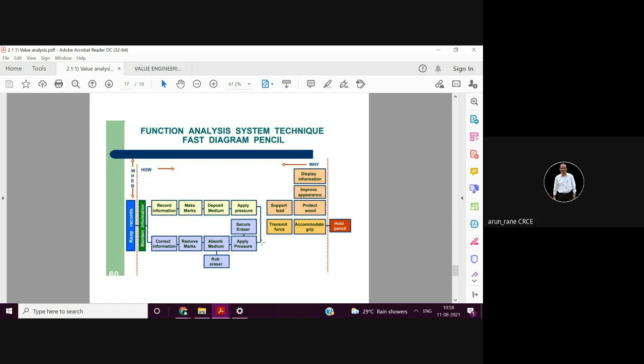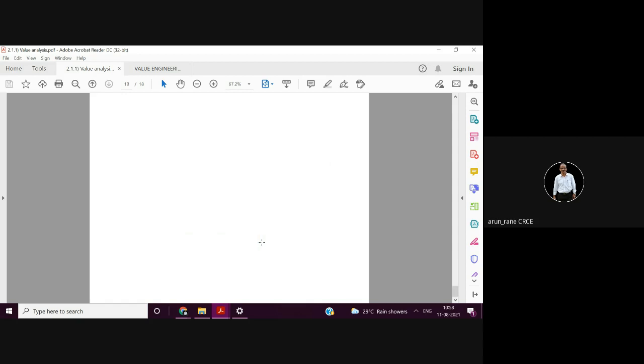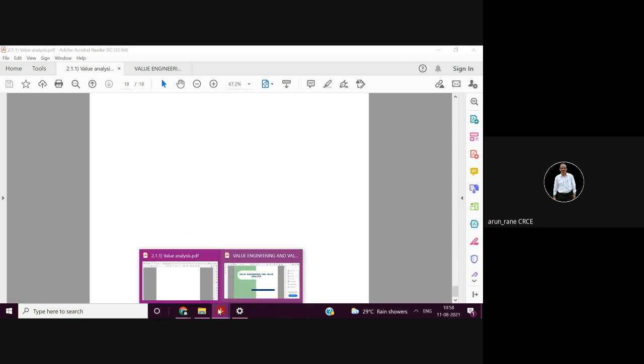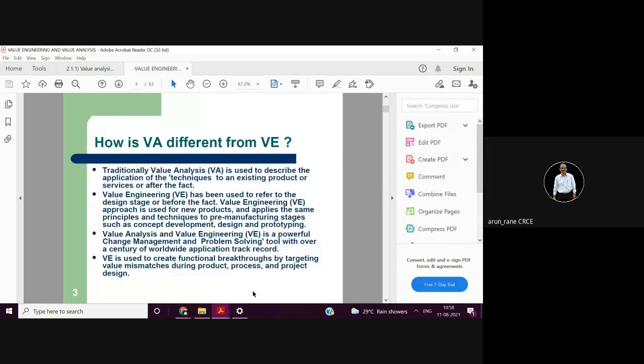So like this you can make a FAST diagram for any function. So this was the detailed difference between value analysis and value engineering. So this is another presentation based on value analysis which I wanted to share quickly.